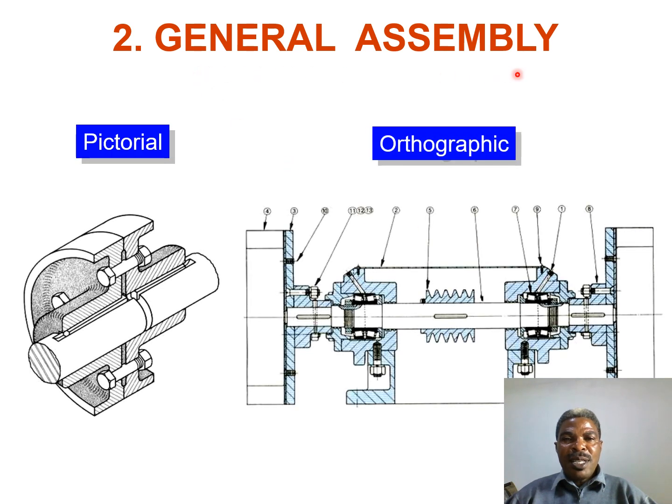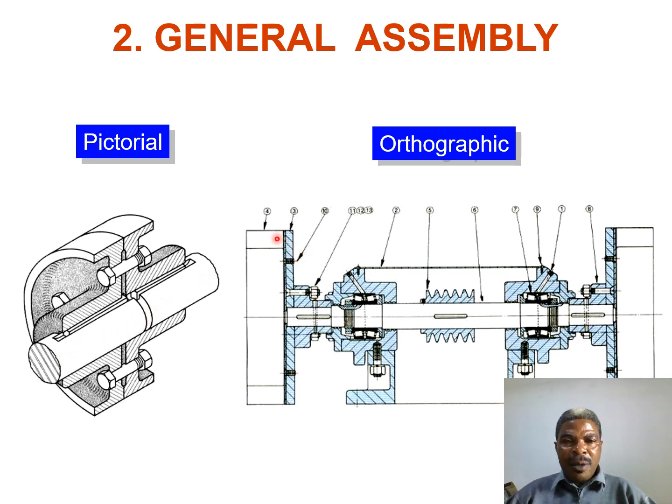When it is a general assembly, that is pictorial plus orthographic. This component in pictorial is given even with a section to indicate how the inner part looks. You can see a bolt connecting the two parts here, fixed together, and the shaft inside, and how it looks when it is fixed to the component.